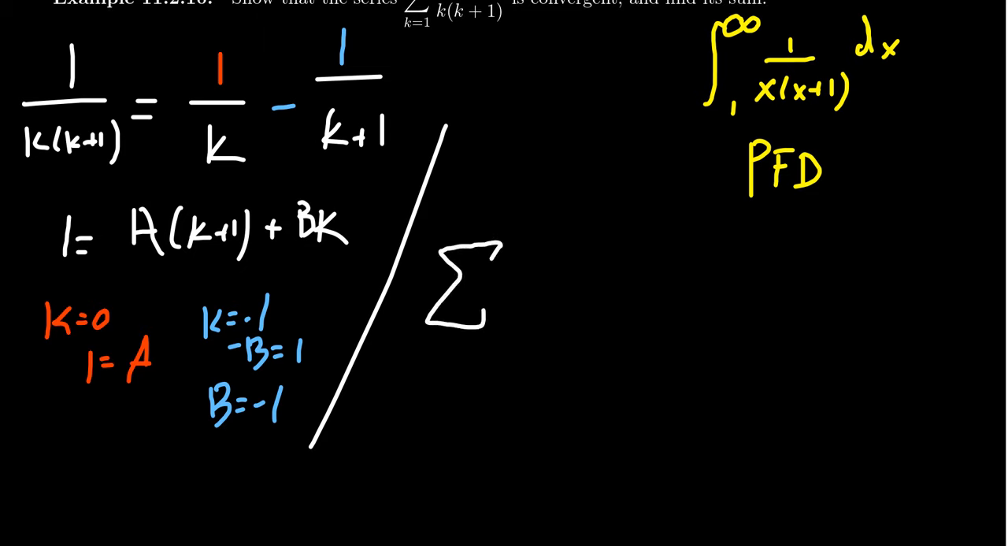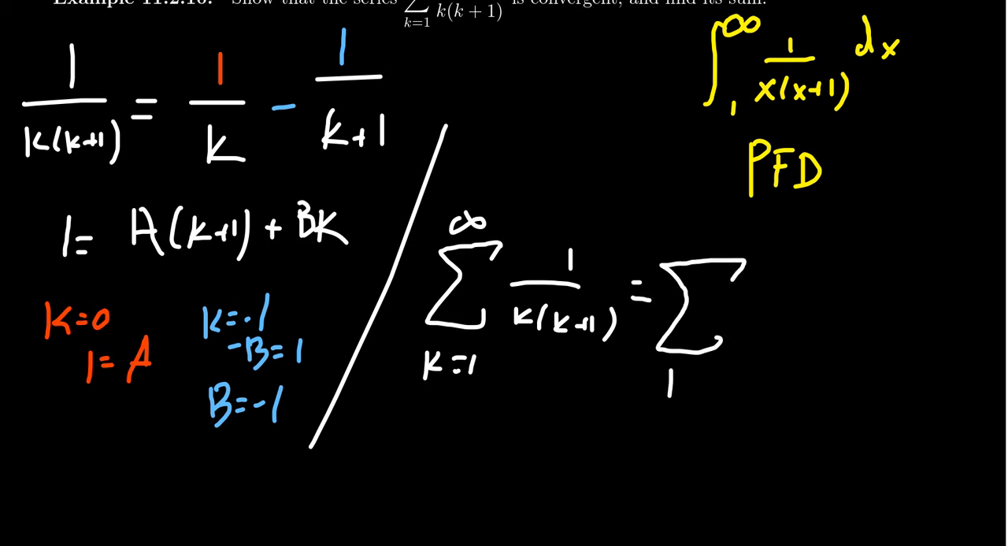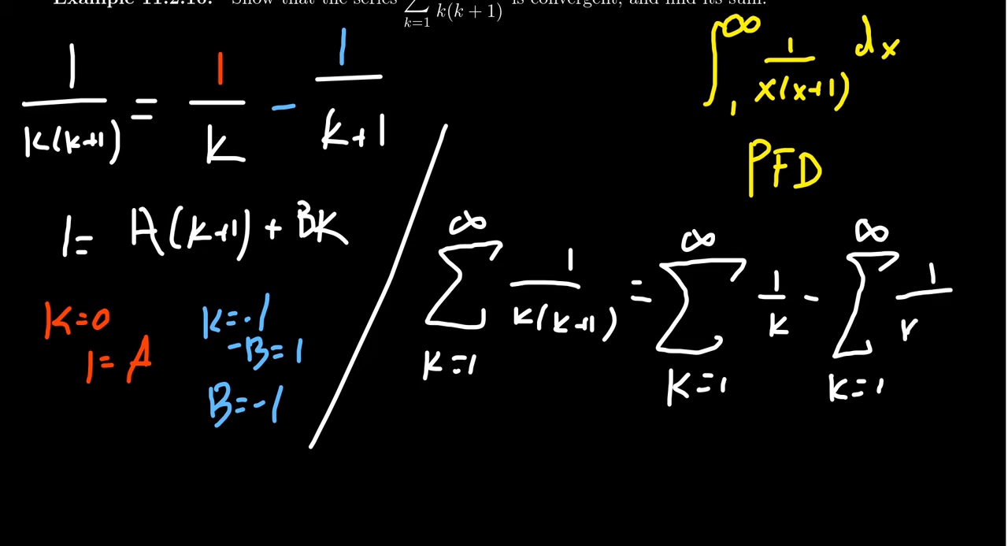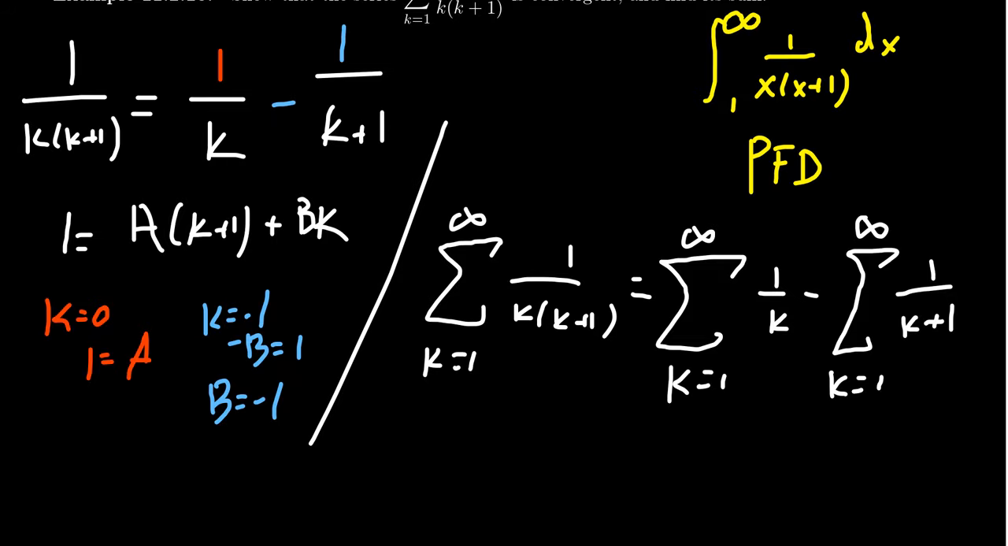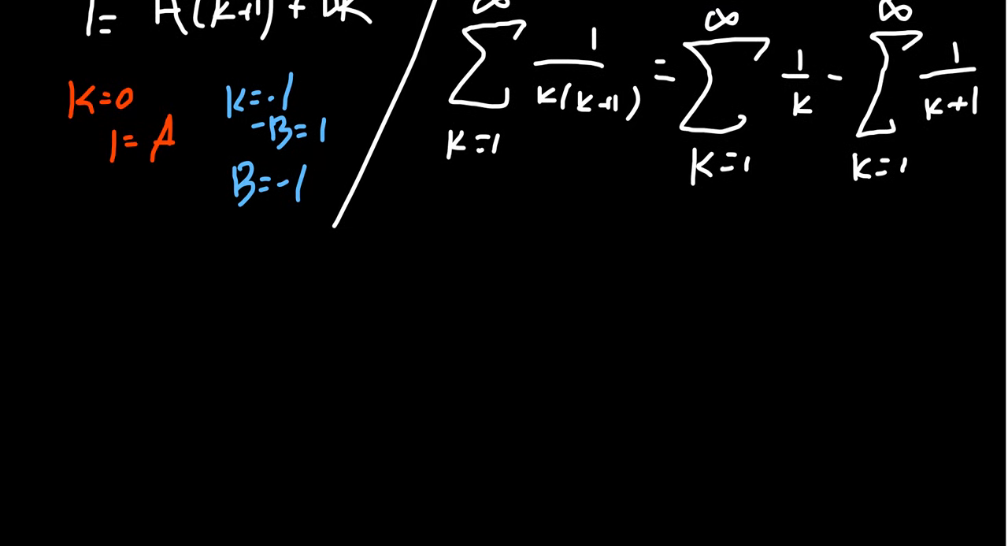Our series, where we take the sum from k equals 1 to infinity of 1 over k times k plus 1, actually breaks up into two series. We have the series where k goes from 1 to infinity of 1 over k, but then we subtract from that the series k equals 1 to infinity of 1 over k plus 1. Now, let's look at what happens to this thing as we expand it. If we look at the first term of this series, when you plug in k equals 1, you're going to get 1 minus 1 over 1 plus 1, that's a 2.